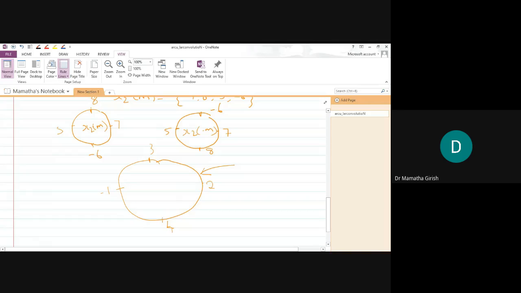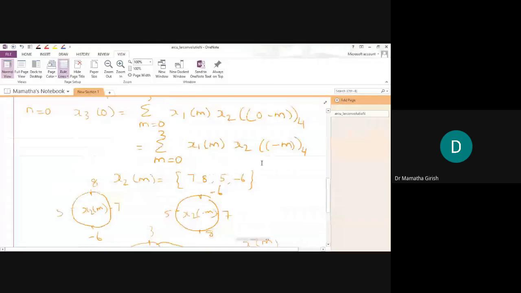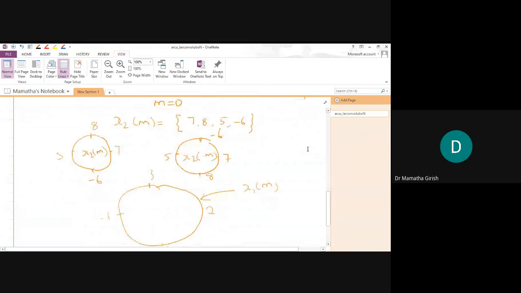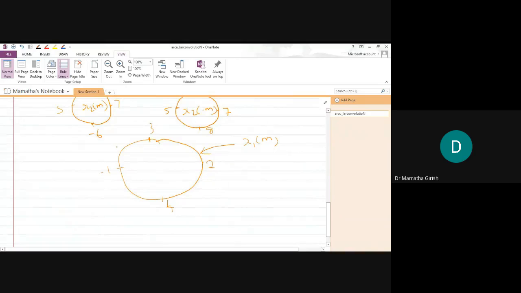Please note that this is your x1 of m. Now for n equal to 0, x1 of m has to be multiplied by x2 of minus m modulo 4. So again draw an inner circle. Please note that this is your x2 of minus m modulo 4. How does the sequence look?